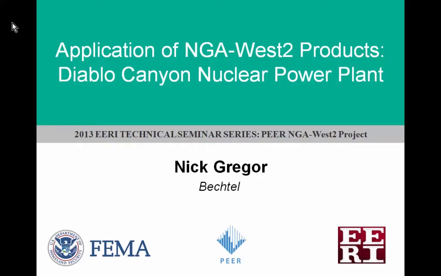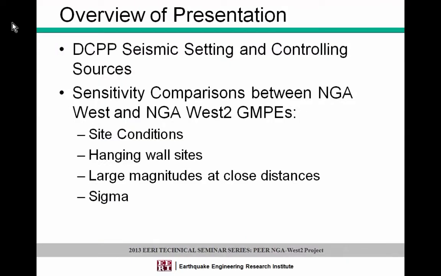Just going over a quick overview of my presentation, I'm going to start off with the general seismic setting and controlling sources. Most people might be more familiar here in California with Diablo Canyon, say, than the other two sites that we are giving these touring presentations at, being Seattle and Salt Lake. But I just want to go back in case some of you aren't familiar with Diablo Canyon, in the sense of what's controlling the hazard at the plant and what the controlling seismic sources are.